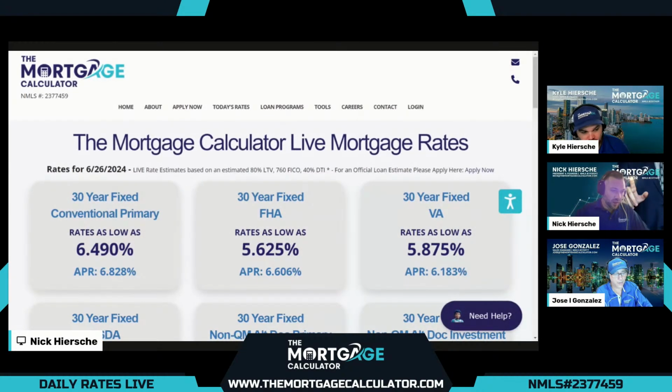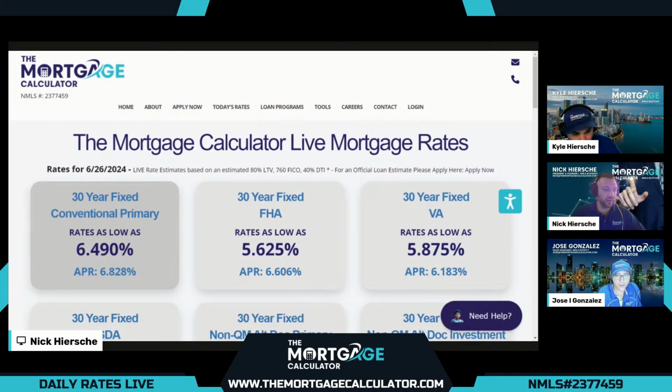And the first option for most customers is a 30-year fixed conventional for a primary home. That's the typical loan most people think of when they think of a mortgage. Rates today for a standard conventional loan come in at 6.49 rate. Final APR 6.828, which is right about the same as it was yesterday.